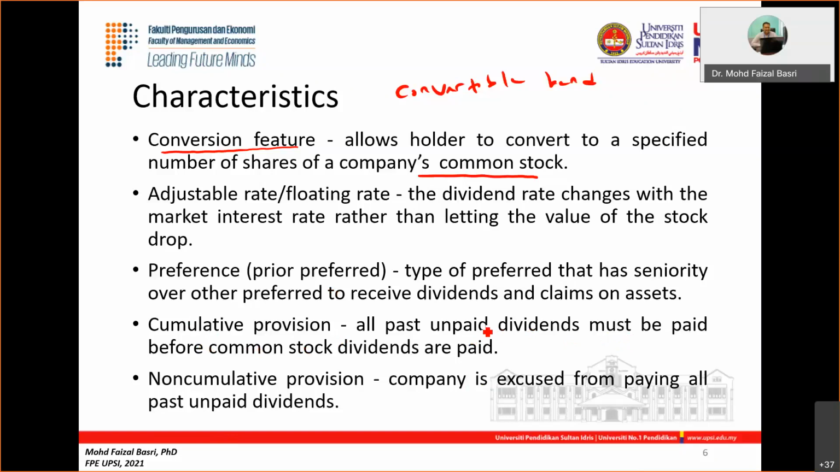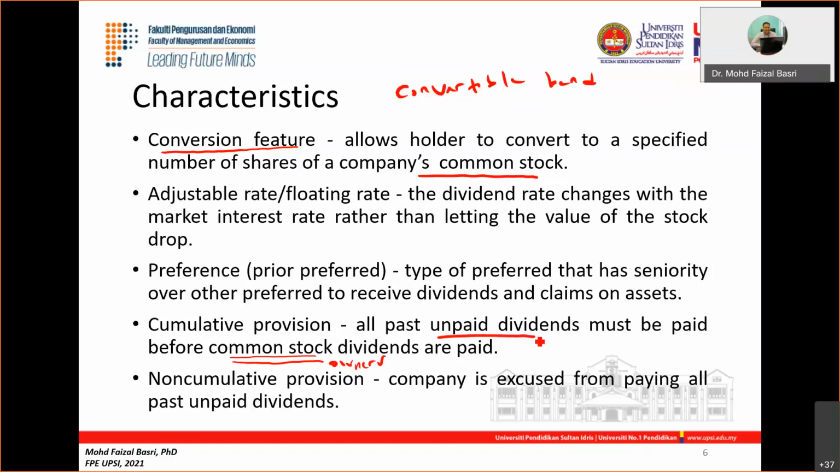So meaning last year's preferred stockholders' dividend, together with this year's dividend, they have to pay first before they can pay the common stockholders. And again, if you remember, who are the common stockholders? These are the owners of the company. So meaning before we pay the owner, we have to pay the preferred stockholders first.